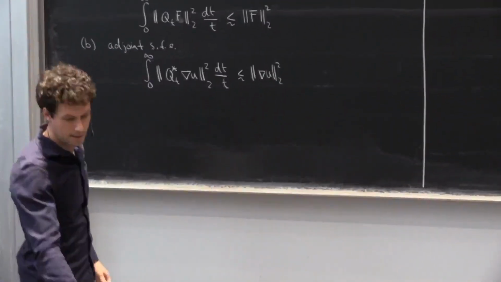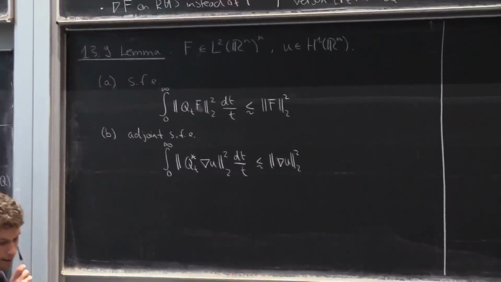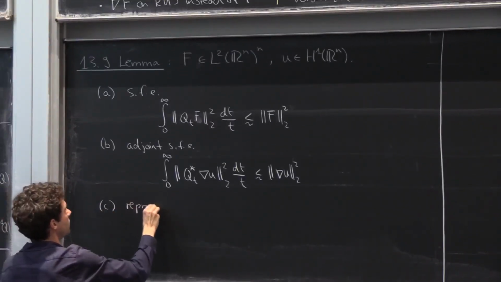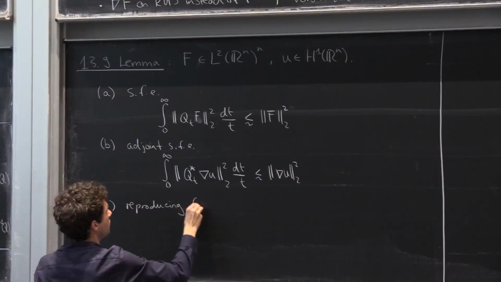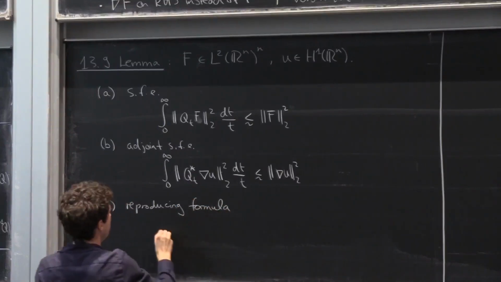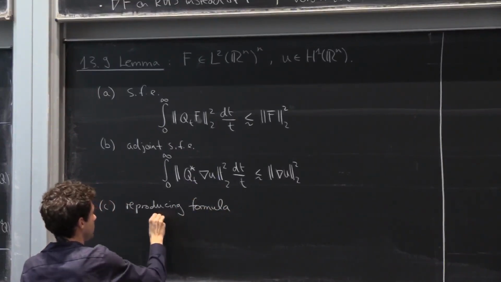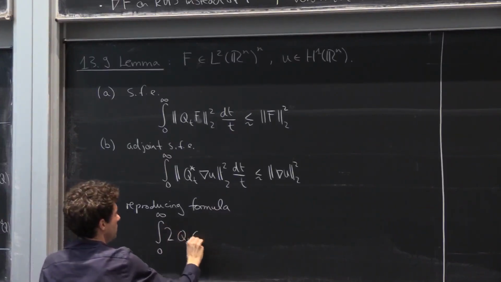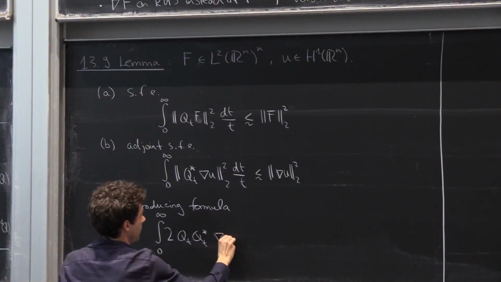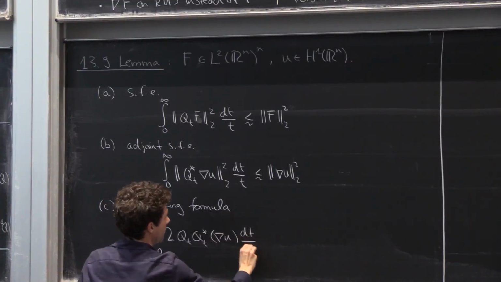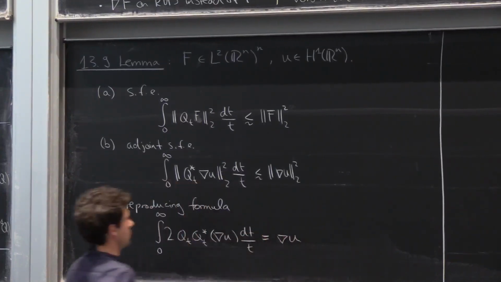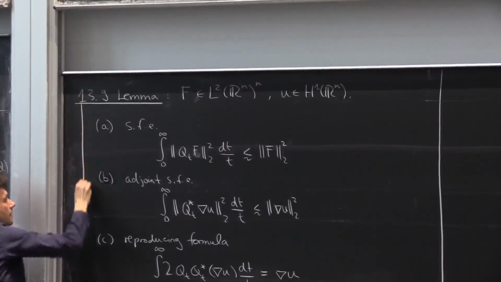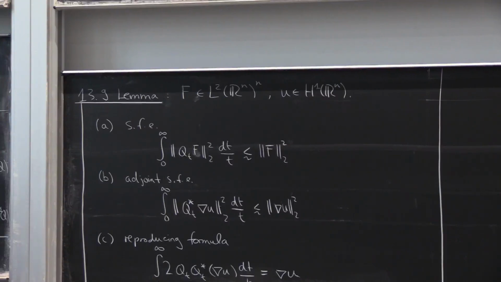Okay, so that's this thing, and then the third thing is there's a reproducing formula using Qt, and it's a joint, and it goes like this. So you have the integral from 0 to infinity, and then I take 2 times Qt star, and this gives a reproducing formula on gradient fields. Okay, that's the lemma.